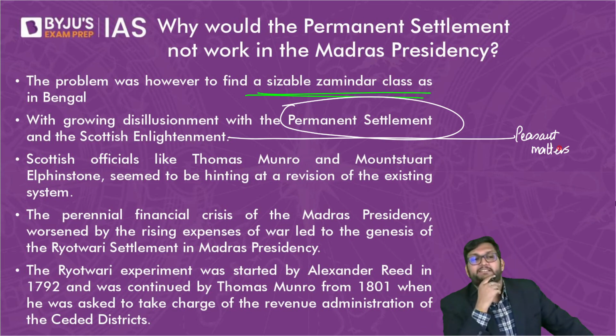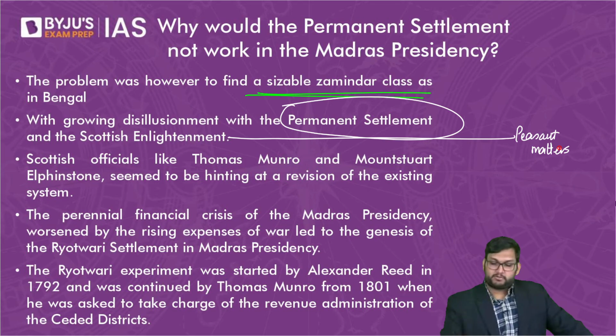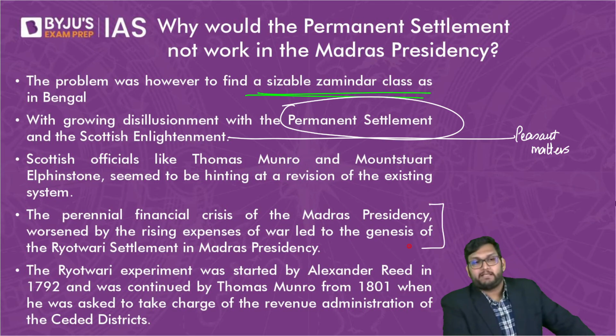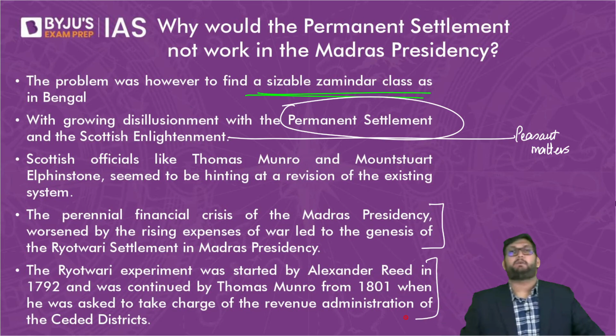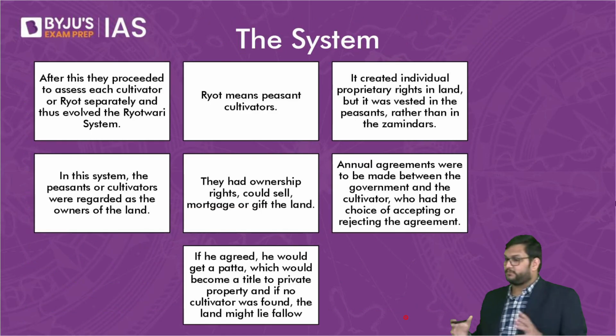Scottish officers such as Thomas Munro, Elphinstone and Alexander Reid now started to say that we need to revise the system. There was already a perennial crisis of money in Madras Presidency, and that basically led to the genesis of the Ryotwari settlement. It was started by Alexander Reid in 1792. However, Thomas Munro was the one who actually created this system properly.